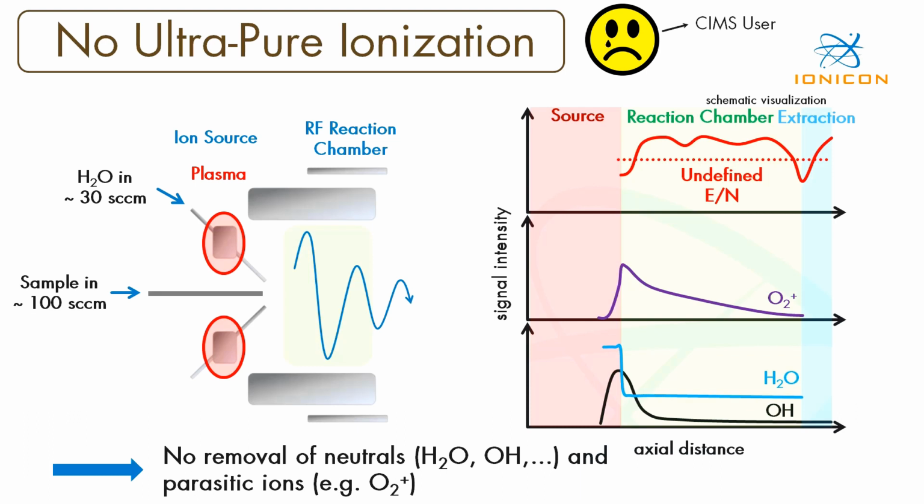Again, let's have a look at the conditions in the axial distance towards the extraction into the mass spectrometer. First of all, ionization in an RF reaction chamber leads to pretty undefined reaction conditions. Secondly, parasitic ions like O2+ will have a significant concentration in the plasma afterglow regions, but will drop throughout the reaction cell due to the reactions with the high neutral water concentration. This is a very similar process that actually occurs in IONICON's recombination chamber.